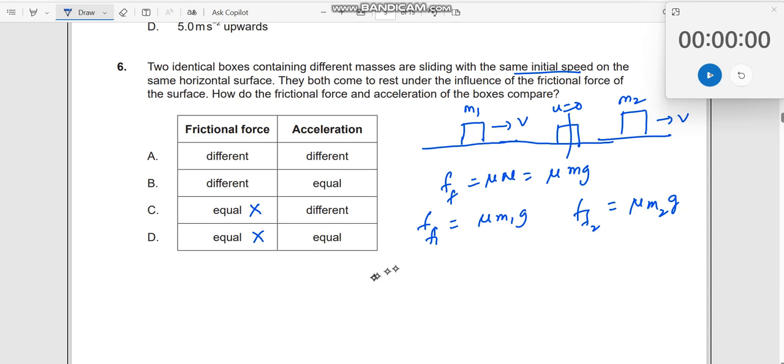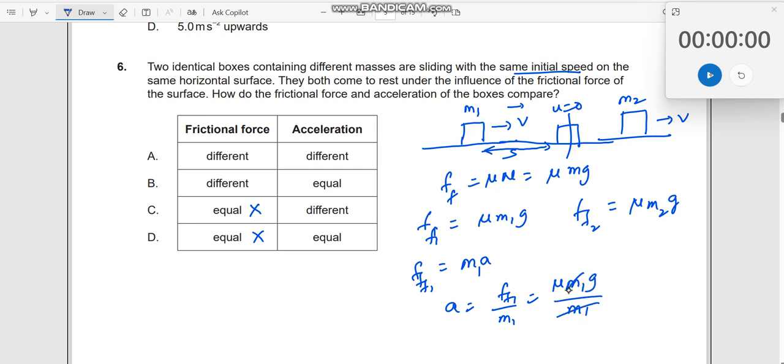Acceleration. How do I write it here? Since it has an initial velocity v and comes to rest, there is a deceleration, so negative acceleration. Let us say it stops after a given distance s. Now the net force acting on it is in the opposite direction. We can say Ff1 is equal to m1 into a1, so a1 can be written as Ff1 divided by m1. What is Ff1? Mu times m1 into g, divided by m1. So this goes away, and you get mu times g. So this is a1.